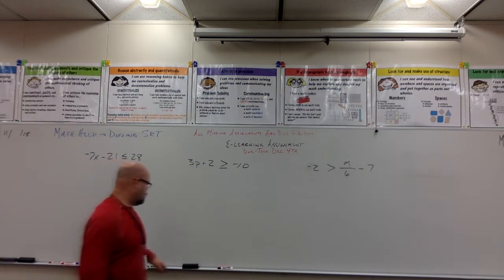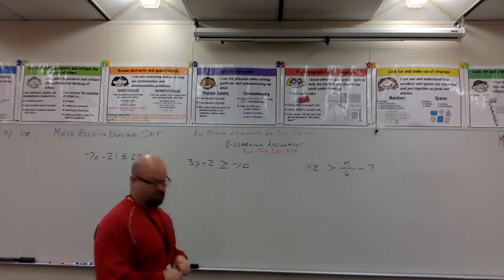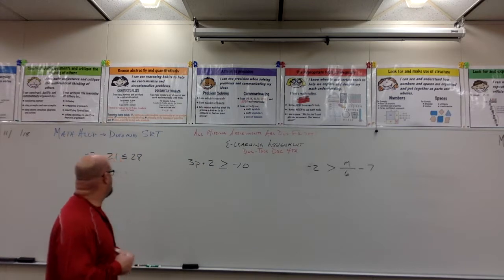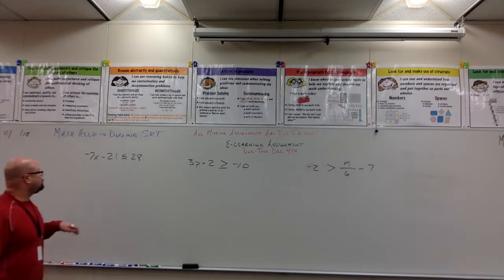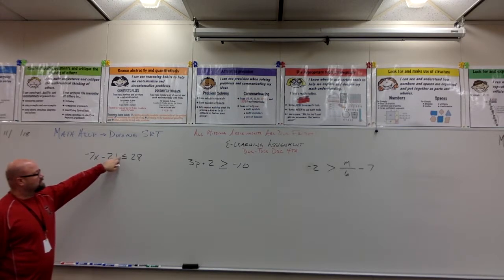All right, so we're going to go through. We're going to just review three different types of problems that we've had. So first one, negative 7x minus 21 is less than or equal to 28.